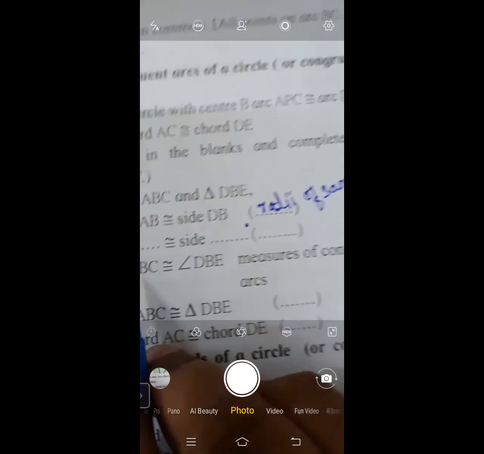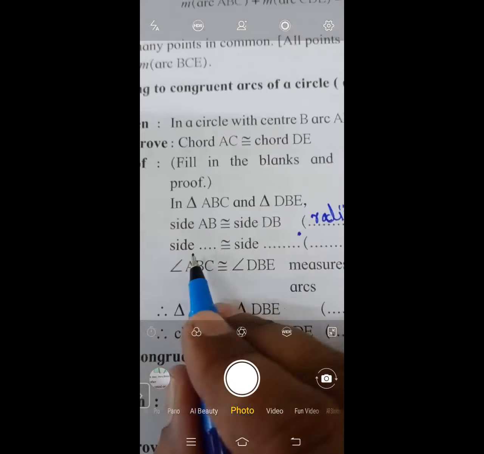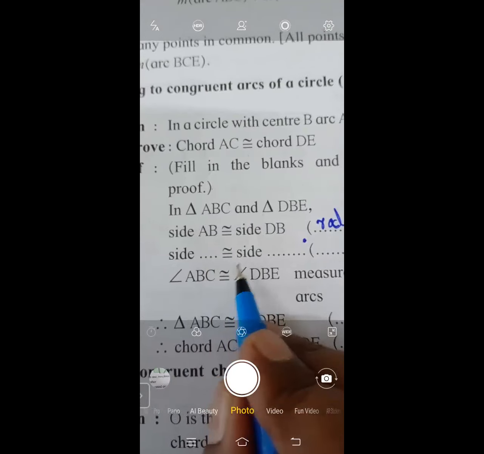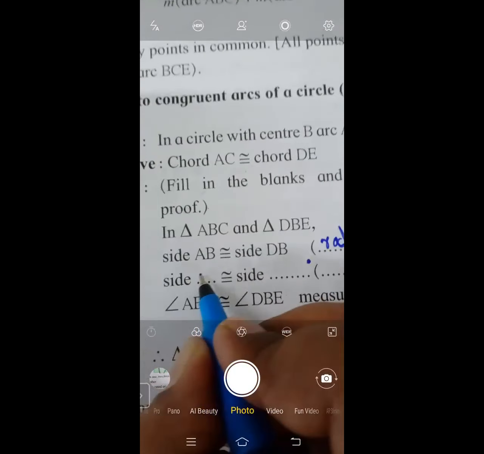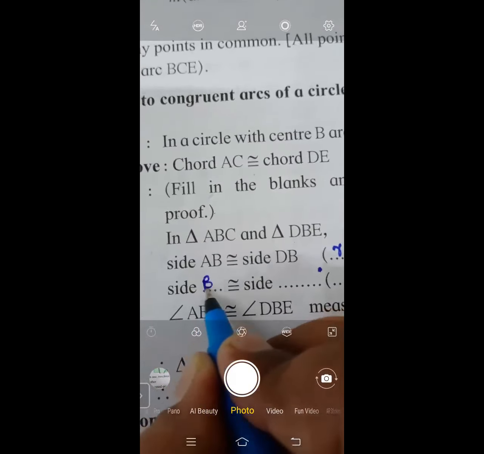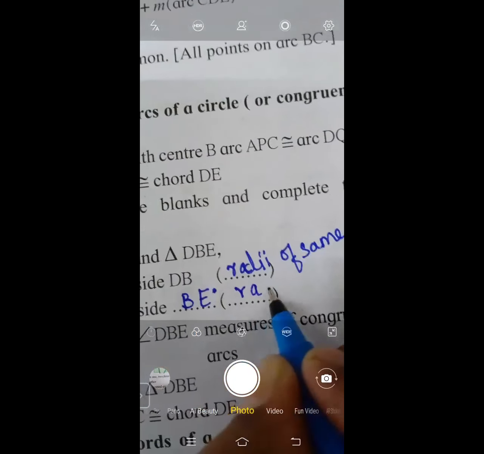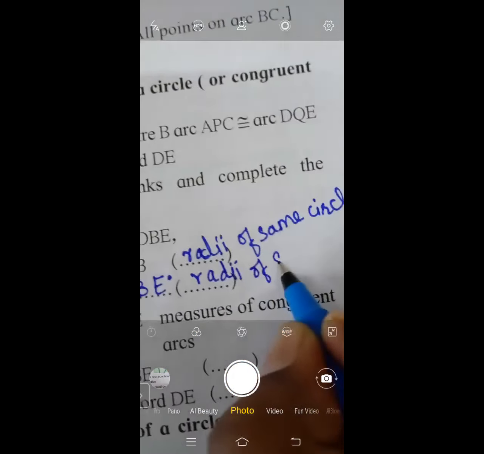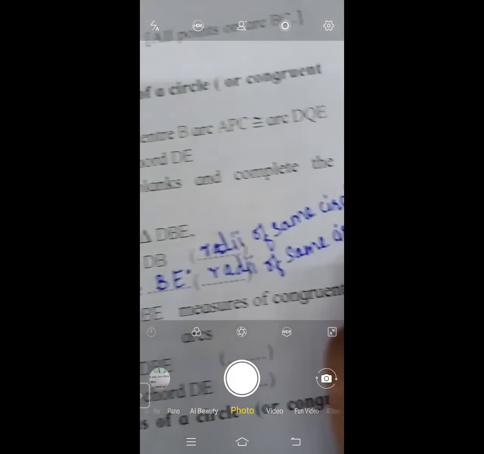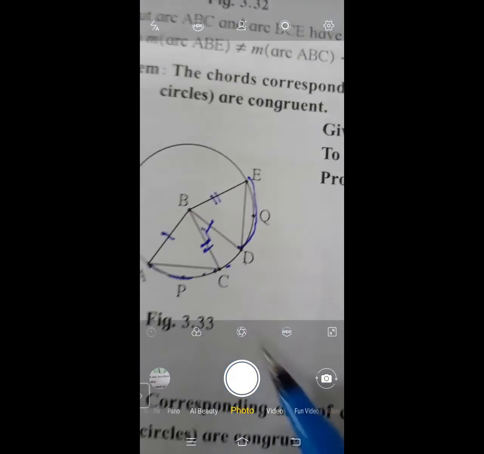Then we have to find the next side. Side dash is congruent to side dash. So I can write here that side BC is congruent to side BE. Again, they are radii of the same circle. I'll show it with the double marks. These are also the radii of the same circle.